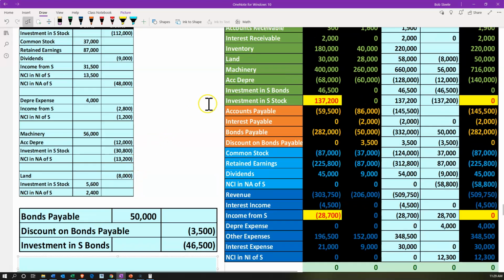So if we look at the other side of things, again, the investment in S bonds is going to be the $46,500. It's on the books. We can see it right there. We have to remove the entire thing.